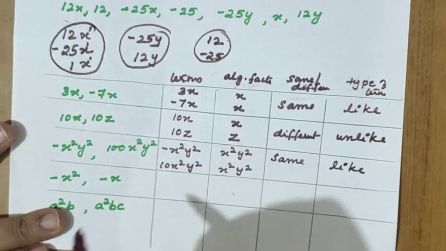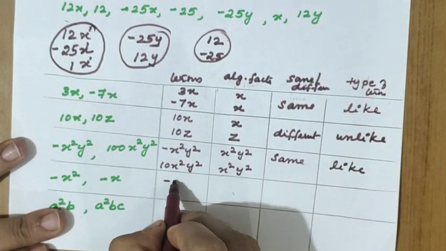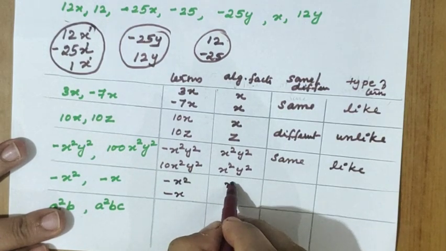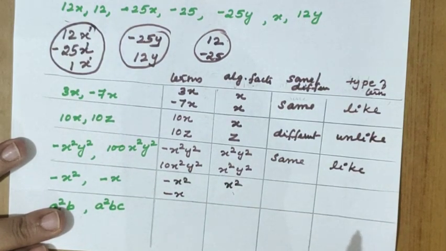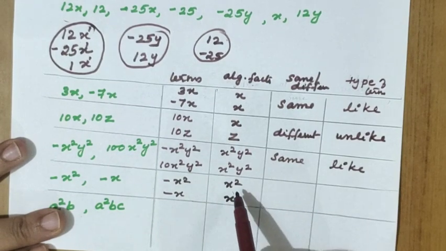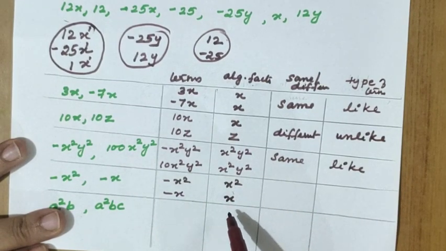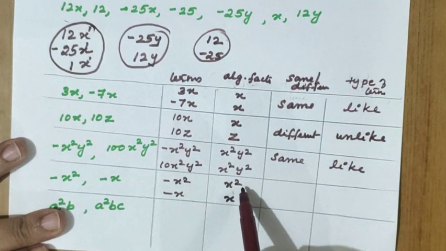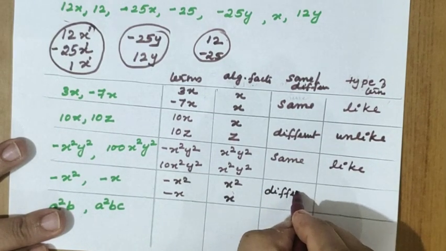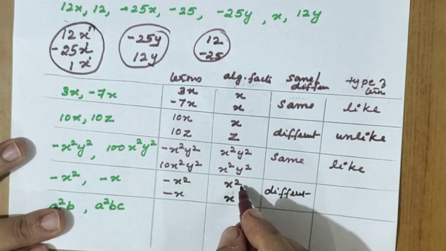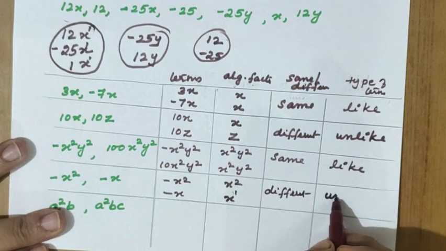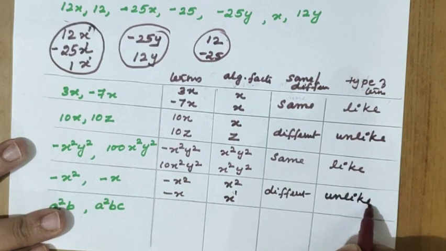Now the next question, minus x square and minus x. So in minus x square, which is the variable here? X square. Numerical coefficient we are not considering. In minus x, which is the variable? X only. So here x square means x into x, and x means x only. So whether they are same or different, they are different. How can we say they are different? Here the power for x is 2, here the power for x is 1 only. So both are different. So they are an example of unlike terms.